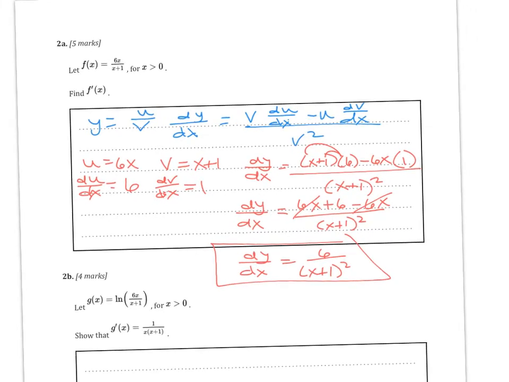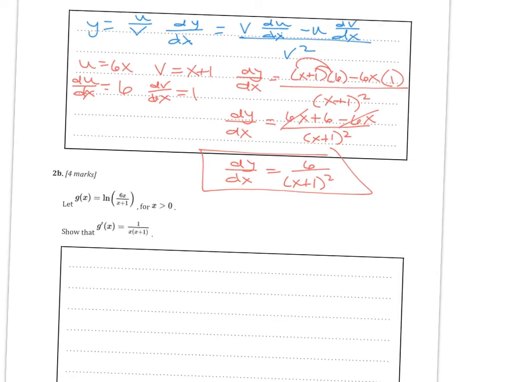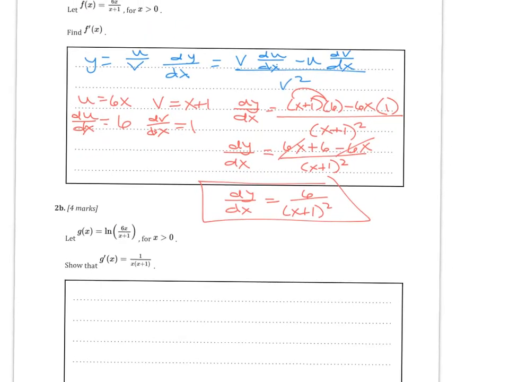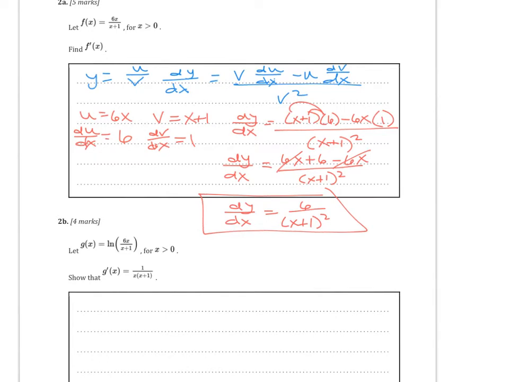Okay, and then looking at the second part, it tells us that g of x is equal to ln of 6x over x plus 1, and it asks us to show that the derivative equals 1 over x times x plus 1. So hopefully you're making the connection that this 6x over x plus 1 is this other function that we already differentiated. So this is the exact definition of the chain rule.